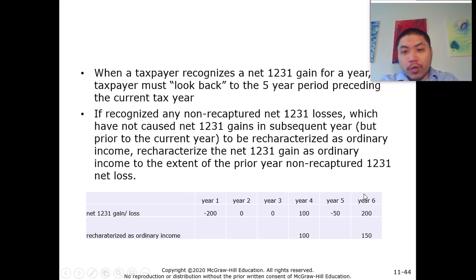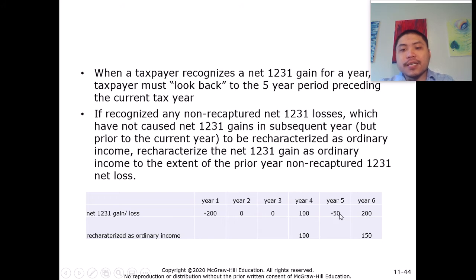So what we do is we look back to the 5 years period. We know that in year 4 there's already a net gain here. So that means this loss of $200 is already being used to recharacterize the year 4 net gain. So under net gain here we say recharacterize ordinary income $100 in year 4, right? So at this point the net we have is $100 of net loss left, to be used for the current year.